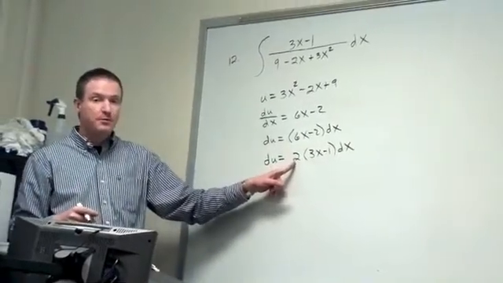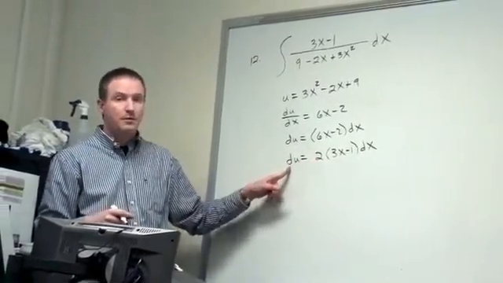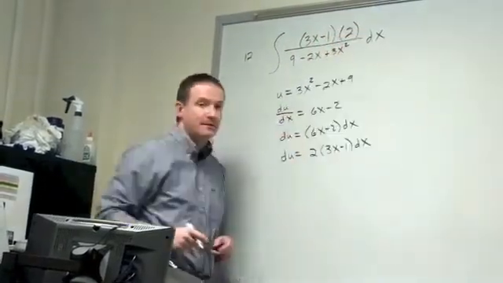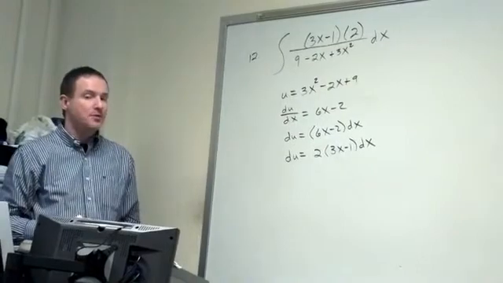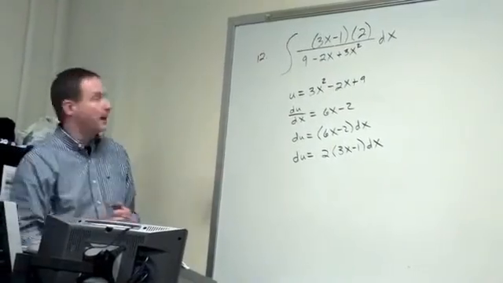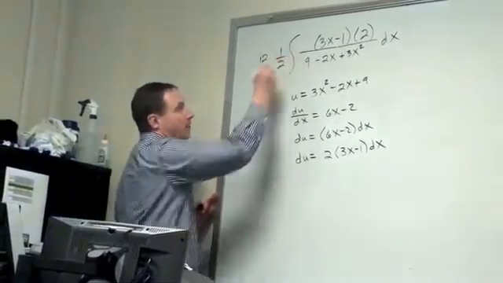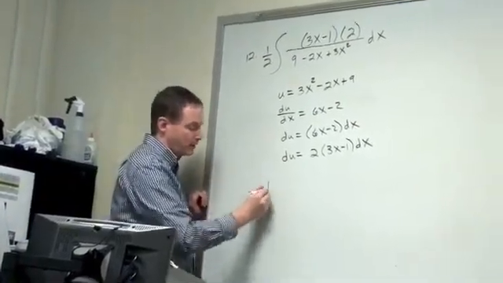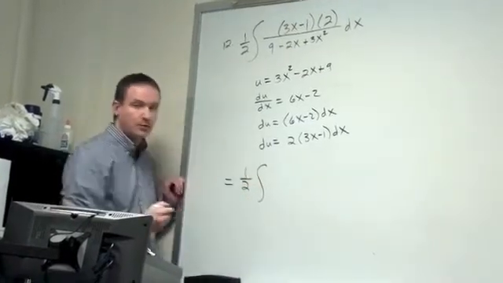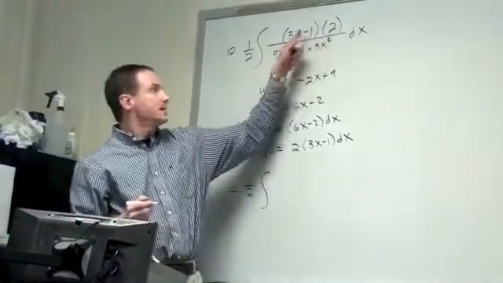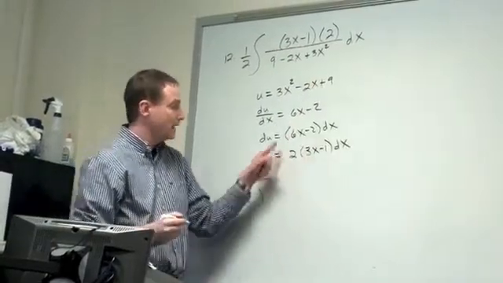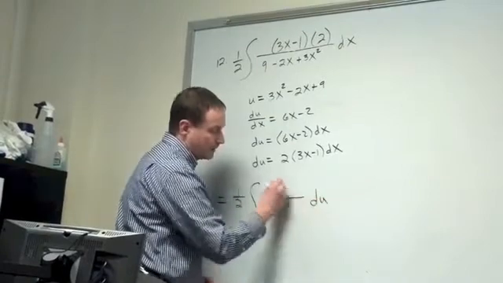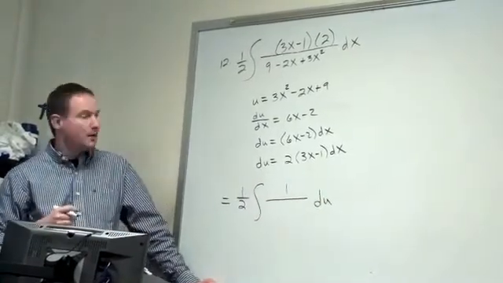So I'm going to multiply by 2 on the inside. If I multiply by 2 on the inside, I have to undo that by multiplying by 1/2 on the outside. So this problem becomes 1/2 the integral of 2 times 3x minus 1 dx. All of that is du. I'll put my 1 on top. You could put the du on top. Now my denominator is u.